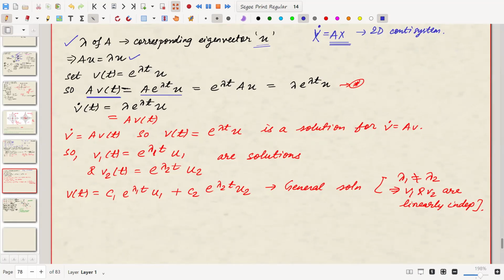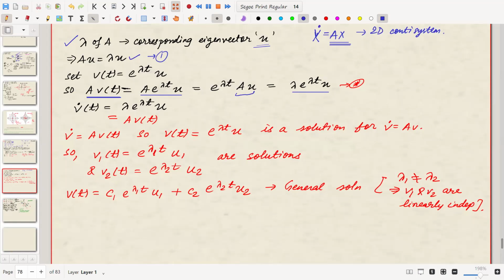Now I can take e to the power lambda t outside, just as a multiplication. So e to the power lambda t times A times U. What do you know about A times U? AU is lambda U, from equation 1. So you substitute lambda U here, and you get lambda e to the power lambda t U. That's the concept we used here. This is the star equation.